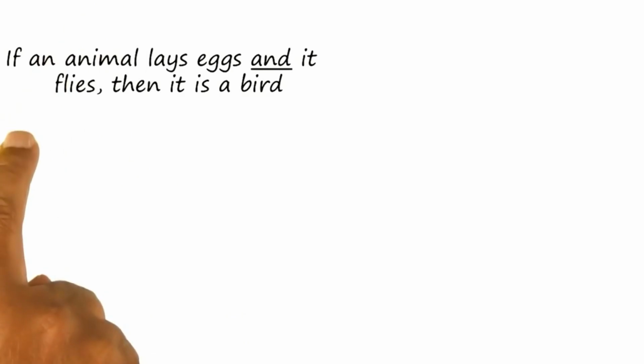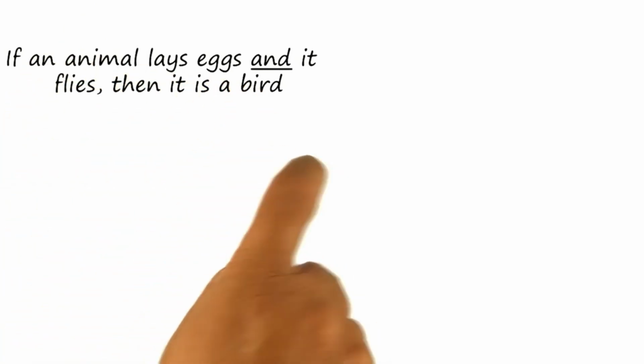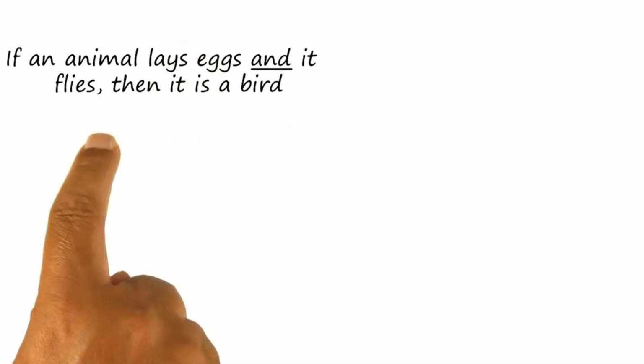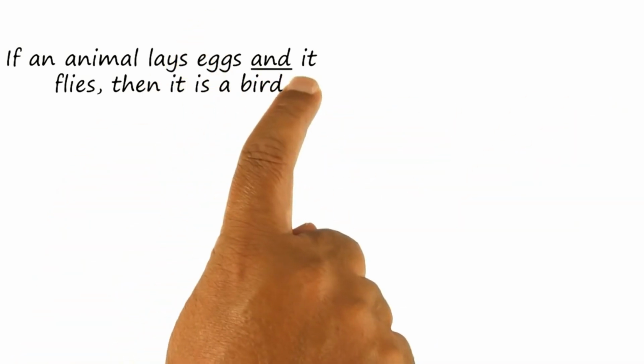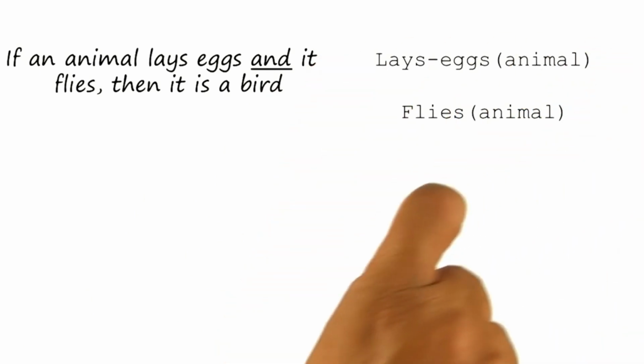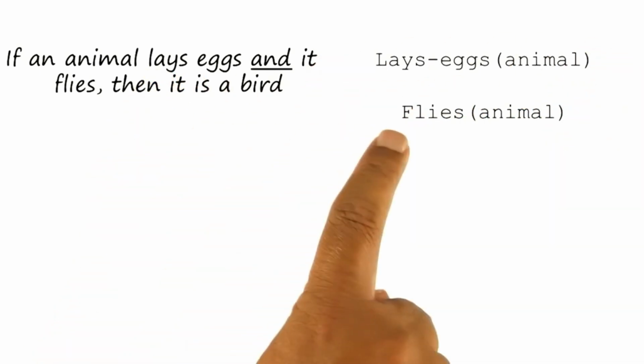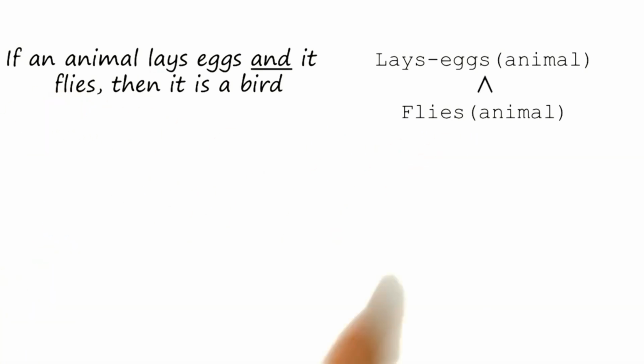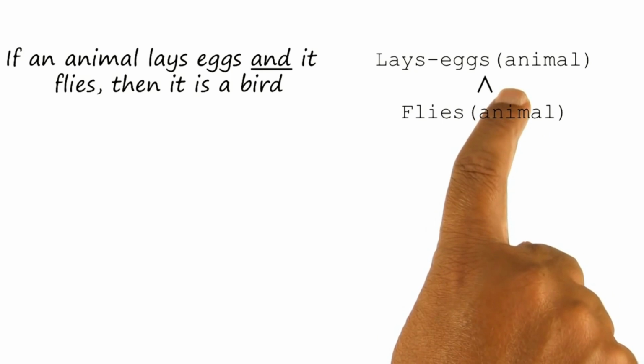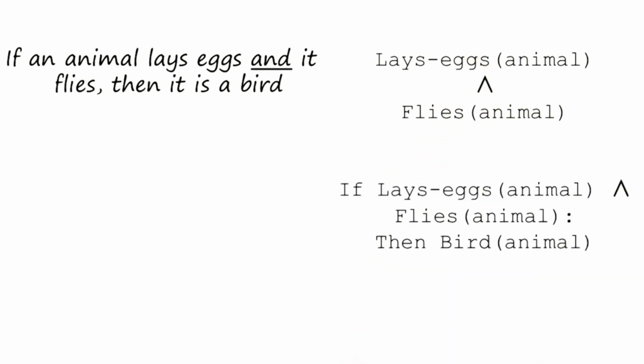Now consider another sentence that we have come across earlier. If an animal lays eggs and it flies, then it is a bird. How do we write this in the language of logic, given that there is a conjunction here? So this time we can have two predicates again. There is the predicate of lays eggs coming from here, the predicate of flies coming from here, and we can denote a conjunction between them, which in the language of logic is often put in this form. Now we can rewrite this sentence in the following form. If the animal lays eggs and the animal flies, then the animal is a bird. Remember again that in logic, this really stands for an implication.